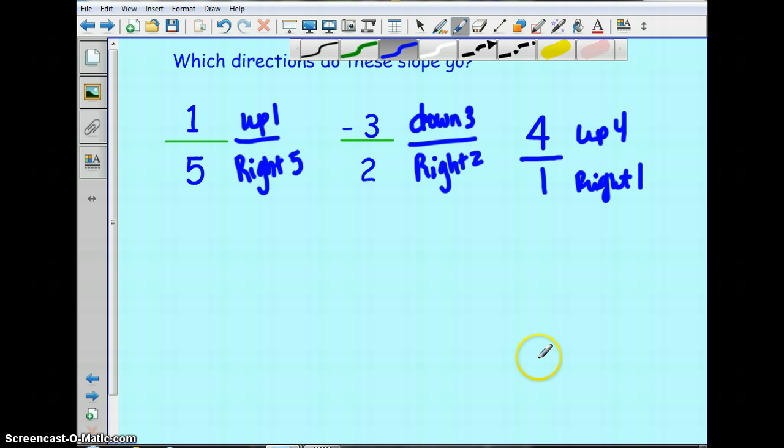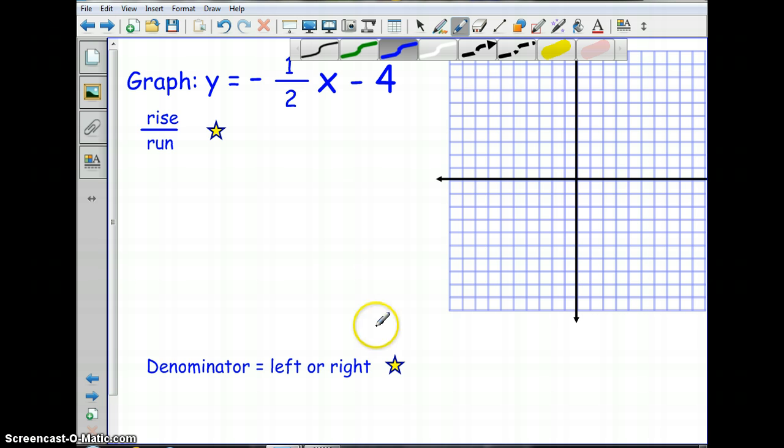I'm going to stop here for now because I do want to break this section up into two parts. The next part will be graphing, so I'll show you where we're going to start next time on the next video, and we're going to graph these equations using the slope and the y-intercept.